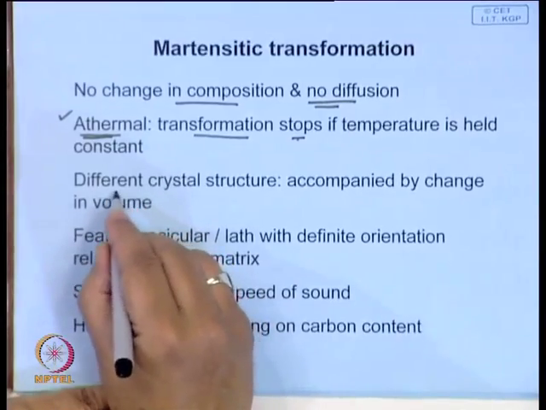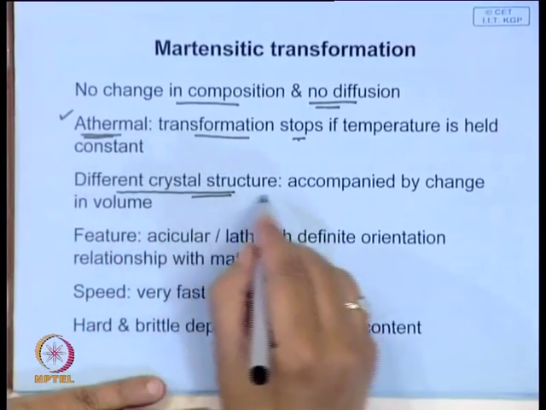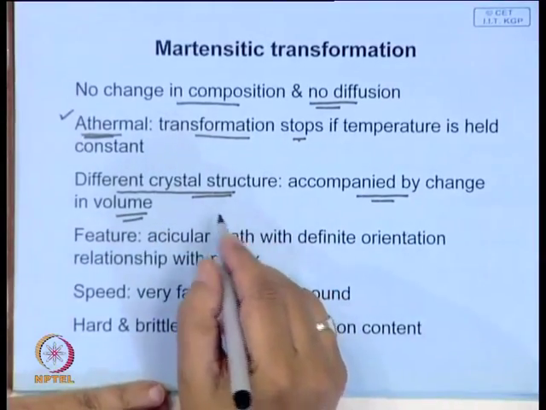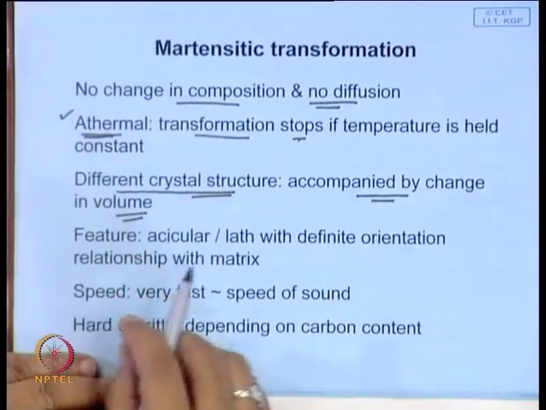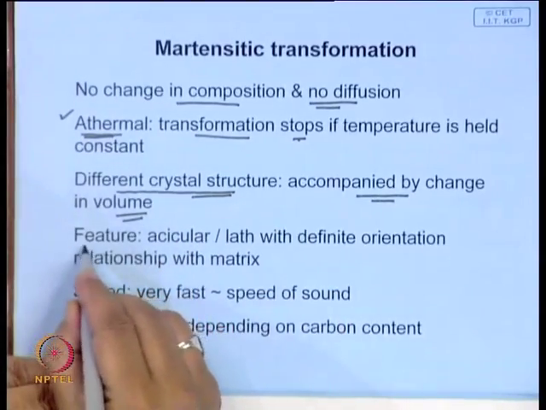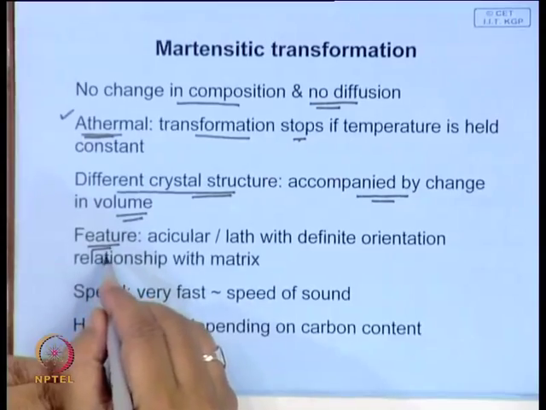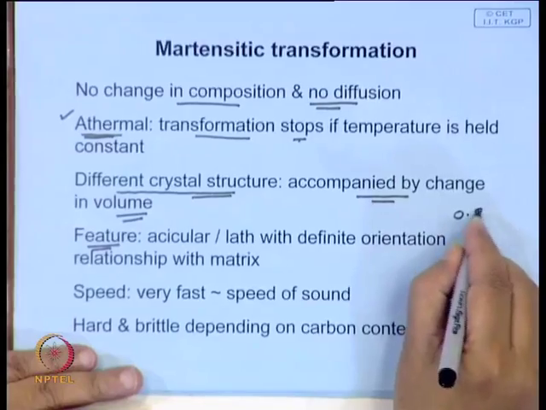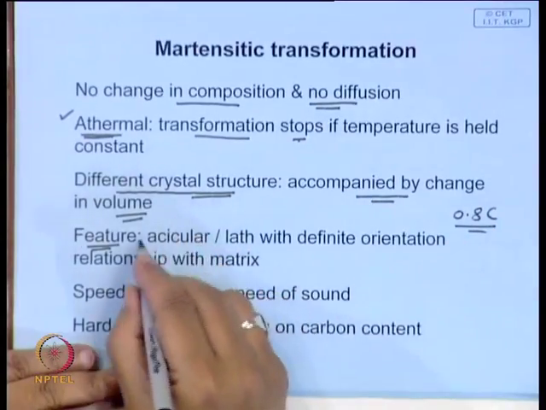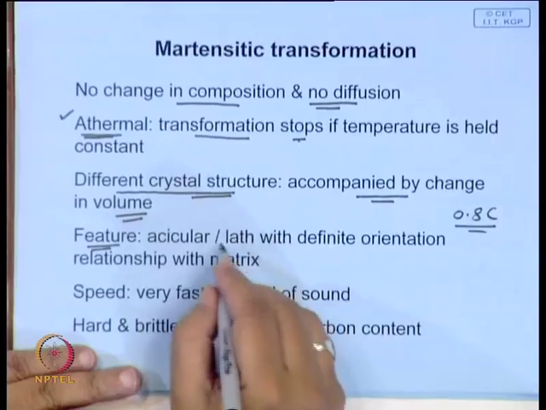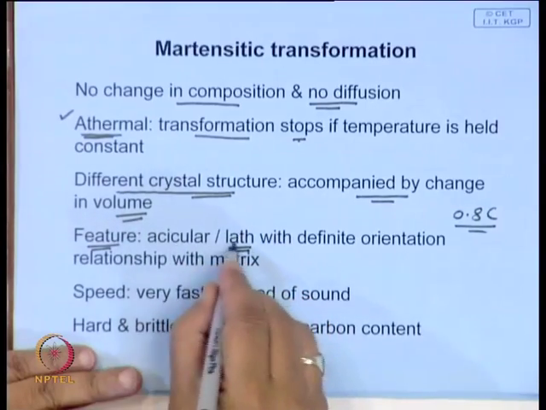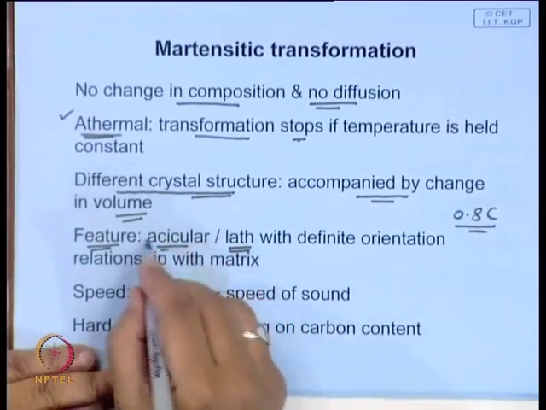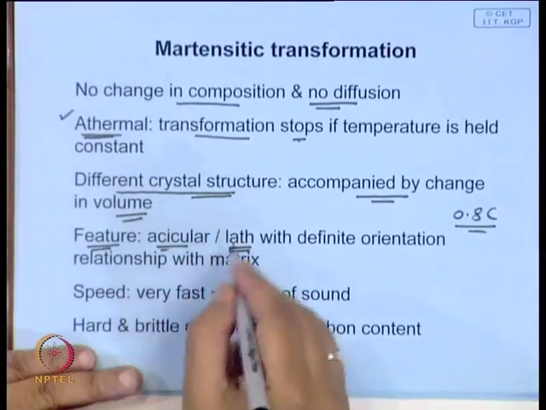It has a different crystal structure, and when this crystal structure forms, it is accompanied by a significant change in volume, which sets in a significant amount of stress in the structure. The appearance depends on the composition, particularly if you are considering a 0.8% carbon steel. In that case, it is acicular. If the carbon content is at the lower end, then it has a lath character, acicular and lath. Acicular, sometimes you can say, is also known as twinned, as we will see later.